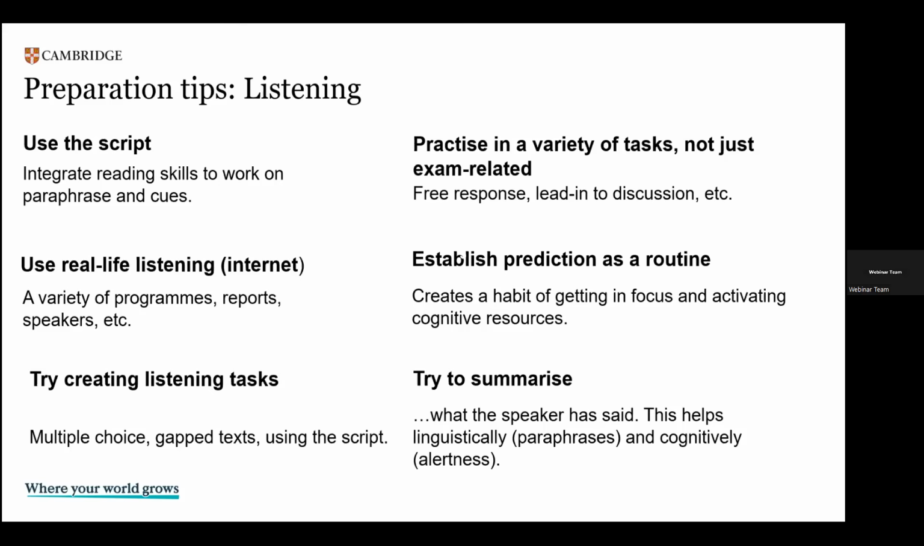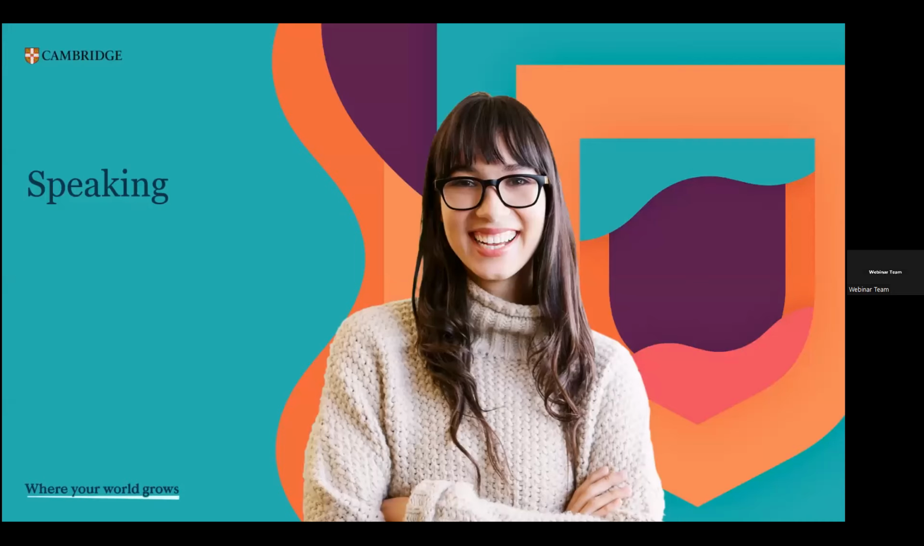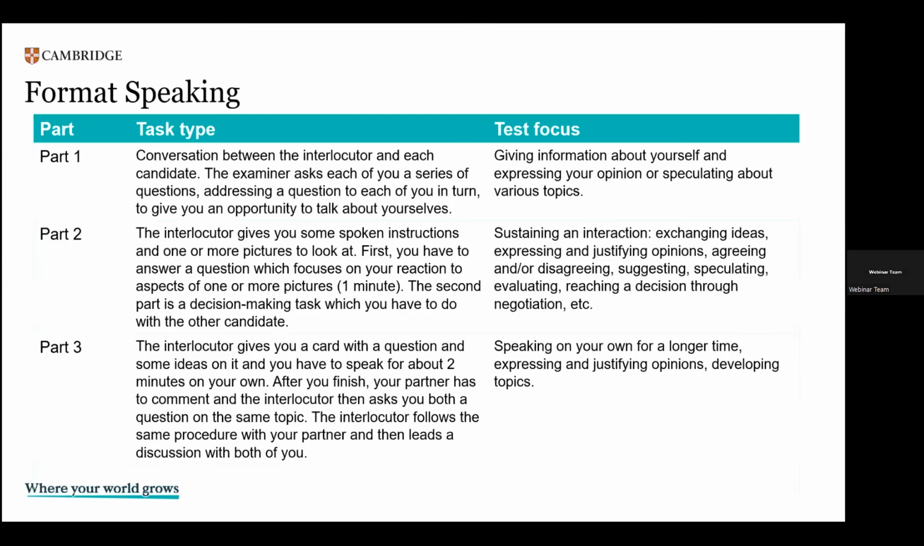Okay? We're moving on to speaking. And speaking has three parts, although part three is sort of divided into two parts. So you could say there's a part four. Part one, it's a very similar format to the other Cambridge exams. You have a conversation between the examiner and each candidate. This is usually talking about yourself, giving information about yourself, giving your opinions, or at this level, speculating about different topics. Okay. So it may not be just about you.